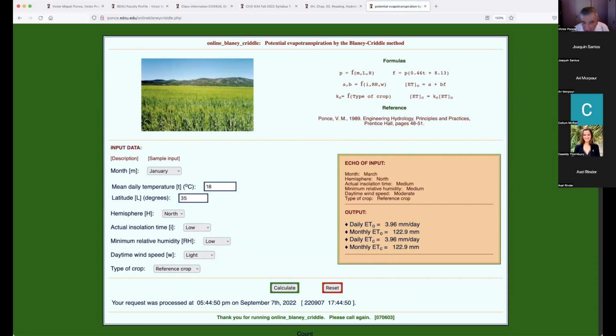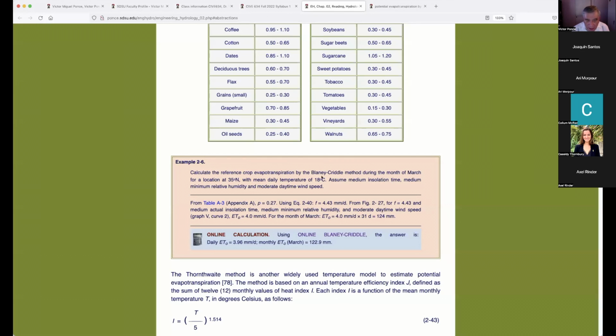In this case, because the reference crop has a K sub C coefficient equal to 1, the ETO, which is the reference evapotranspiration, is equal to the crop evapotranspiration. Okay, so we go back in here, and sure enough, in here we have 122.9 millimeters. So I have confirmed for you that this calculation in my book was done correctly.